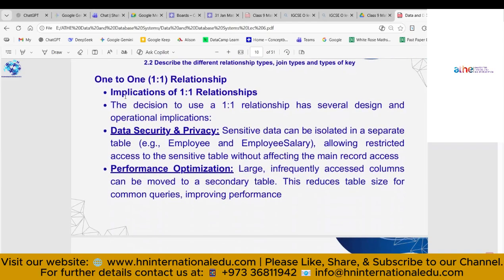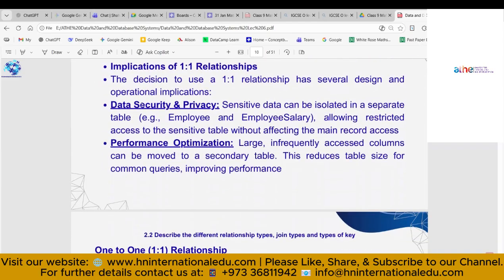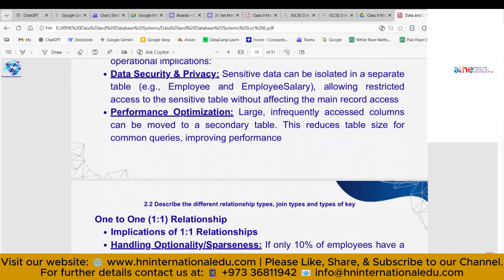Then what are the implications of one-to-one relationships? It has several design and operational implications. First one is data security and privacy. So that means sensitive data can be isolated in a separate table. For example, employee and employee salary, allowing restricted access to the sensitive table without affecting the main record access. Second one is the performance optimization. So large, infrequently accessed columns can be moved to a secondary table. This reduces table size for common queries and it can improve performance as well.